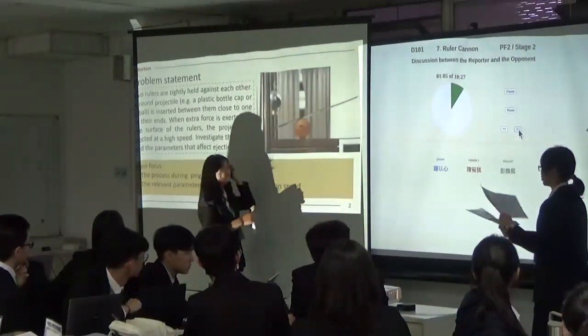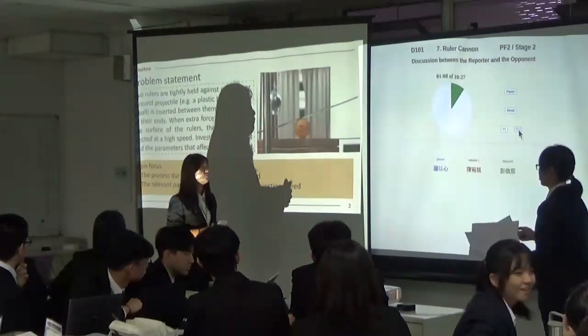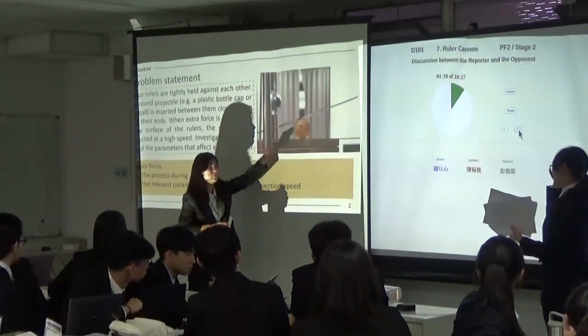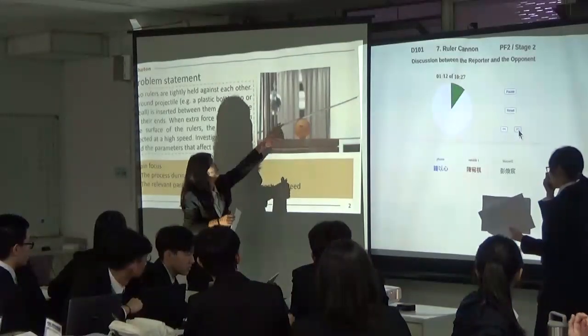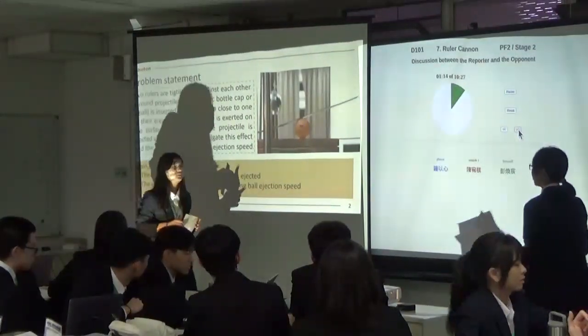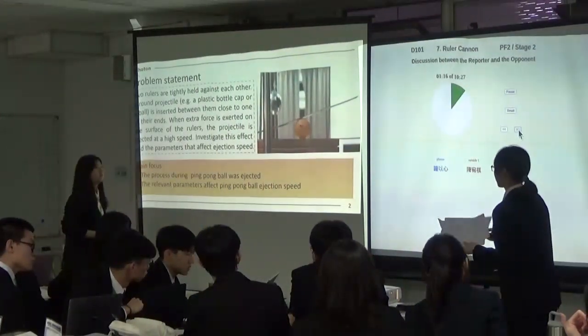No, because the friction will be different. The friction of the table and the ruler is different. So you say we use 2 rulers, and this fixes the problem statement. Okay, I see. So next question.